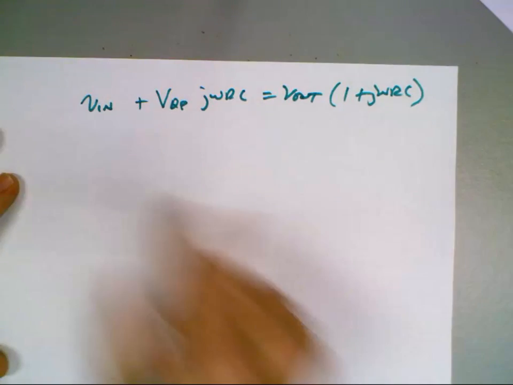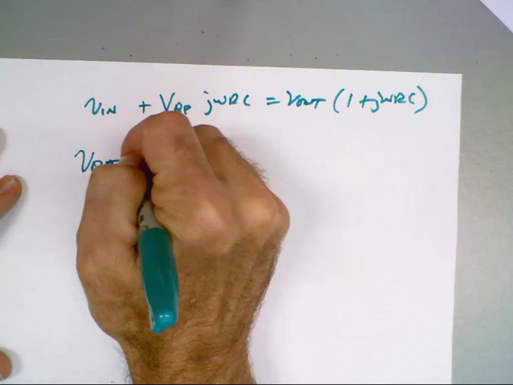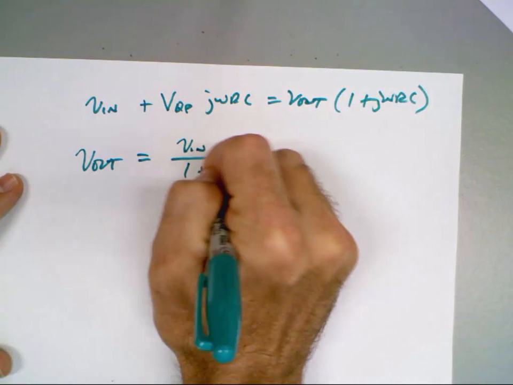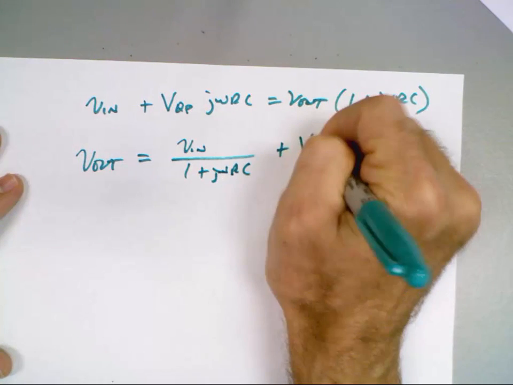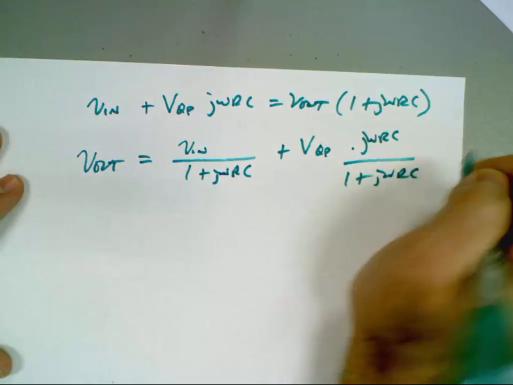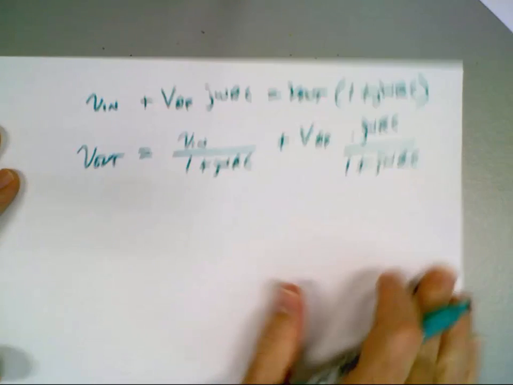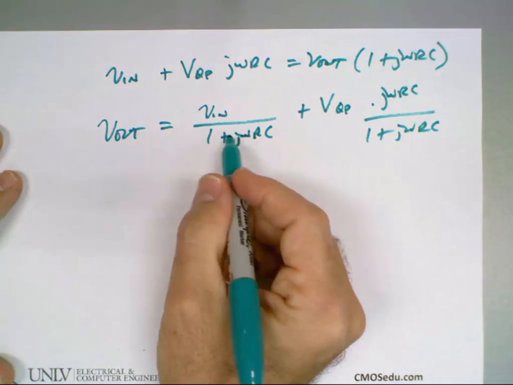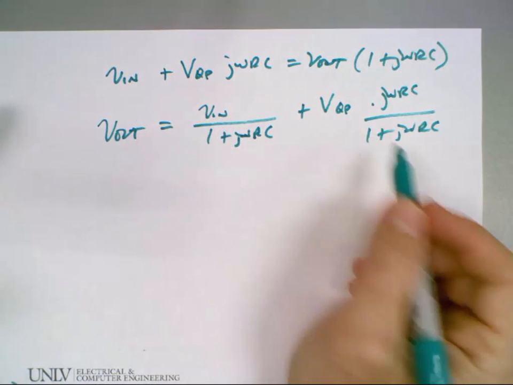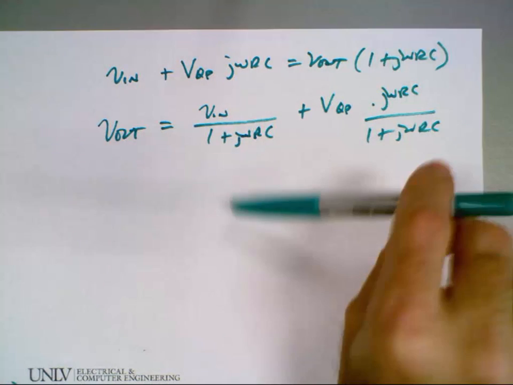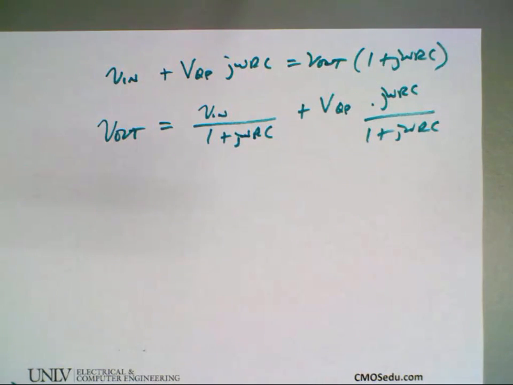And so last but not least, the useful thing is V out equals V in divided by 1 plus j omega Rc, plus VQE times j omega Rc all over 1 plus j omega Rc. And so tell me what that means. Yeah, input's low pass filtered, output noise is noise shaped. It's high pass filtered. Okay, and that's what we had before, but when we had the passive integrator, we also had the distortion term, which was bad.